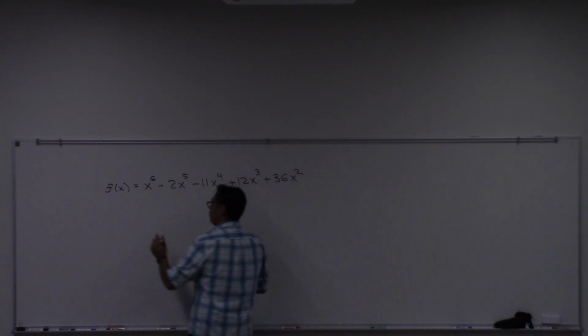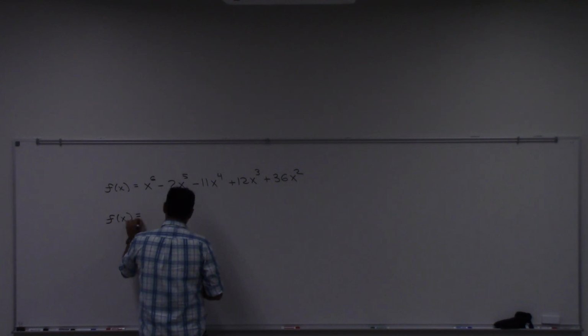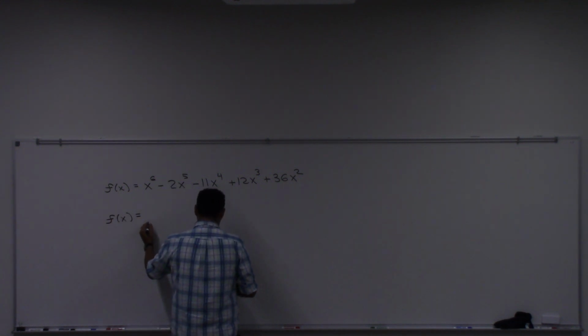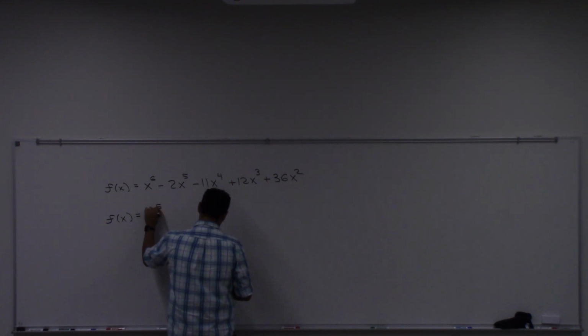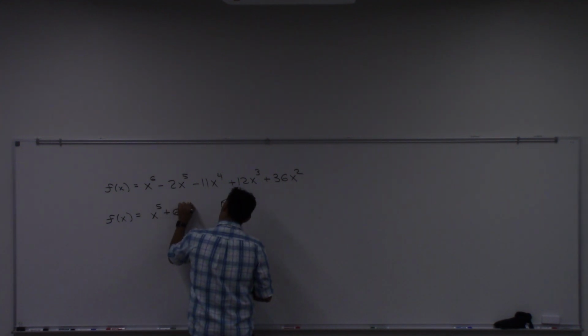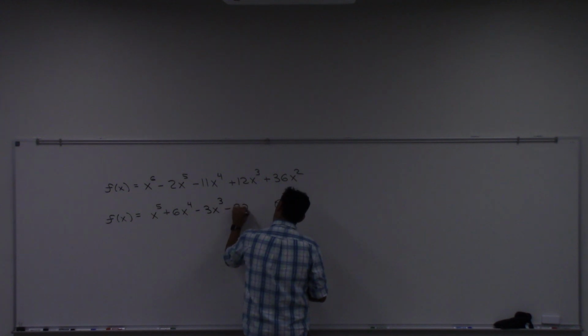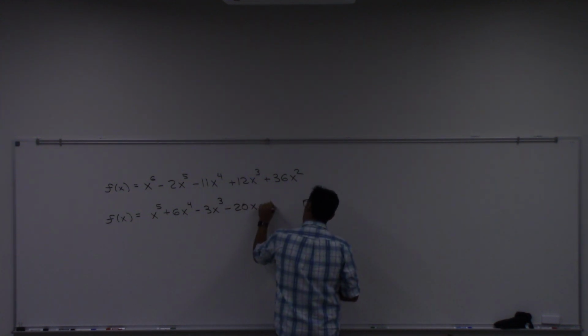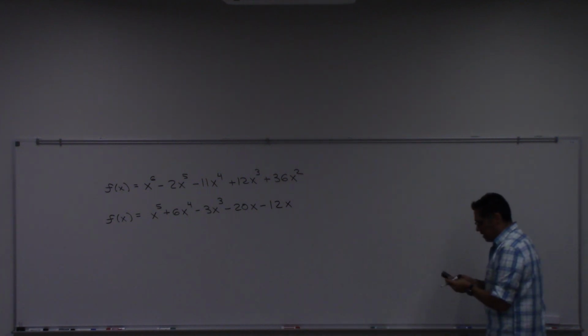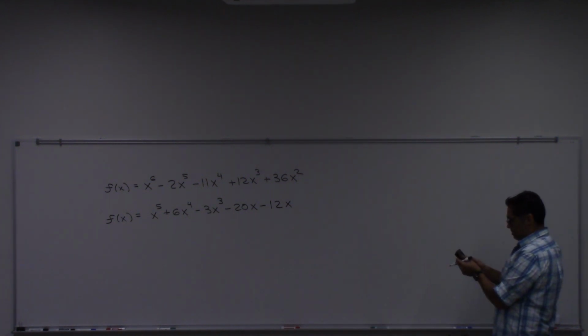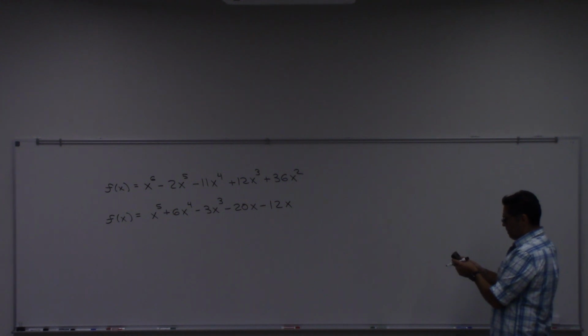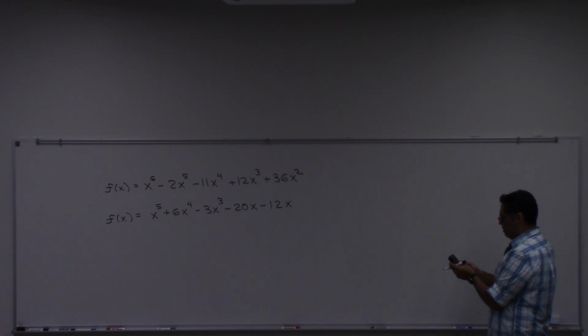And then these are not in any particular order, like, oh, this one's harder than the other one. Let's go x to the 5th plus 6x to the 4th minus 3x cubed minus 20x minus 12x. And I'm just going to double check these because if I messed anything up here, it will be a disaster for you. x to the 6th minus 2x to the 5th minus 11x to the 4th plus 12x cubed plus 36x squared.